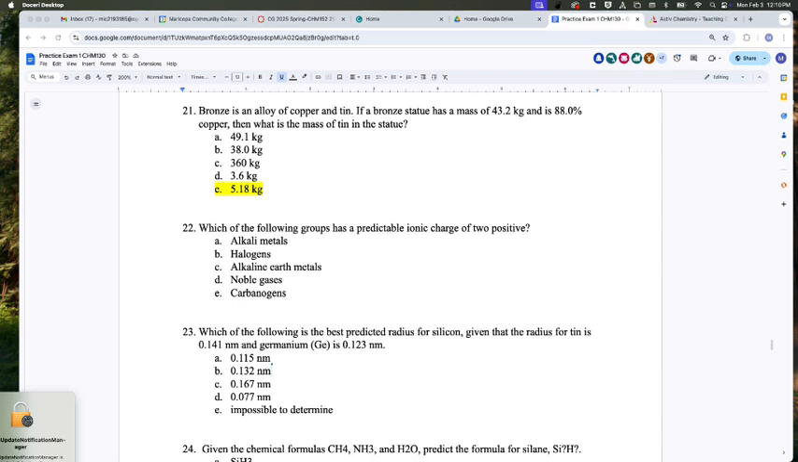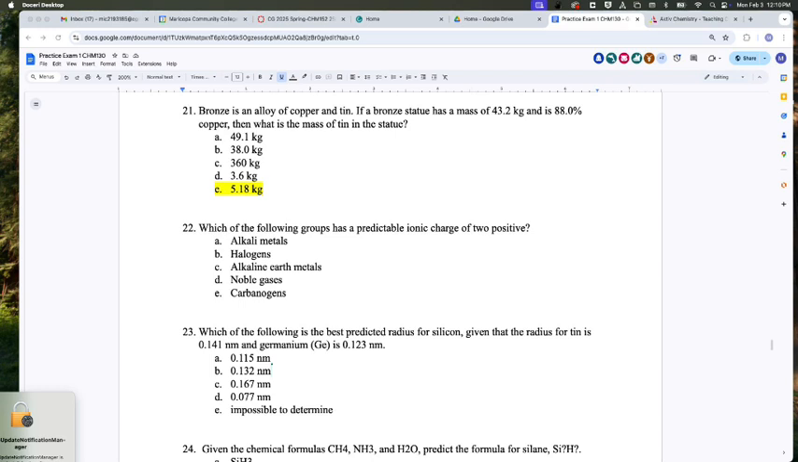Okay. Percent copper. Again, this is referencing the system that it's coming from. If a bronze statue has a percent of 88.0% copper, we're saying there's 88% copper in the bronze statue. This is bronze. Okay? What is the mass of tin in the statue?